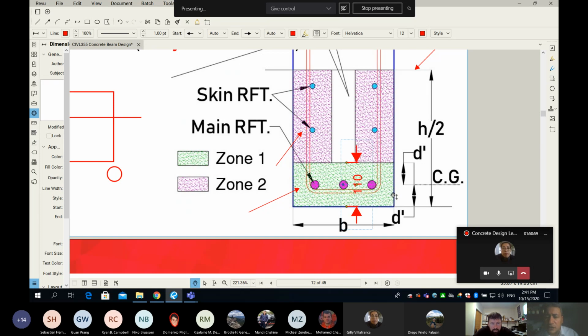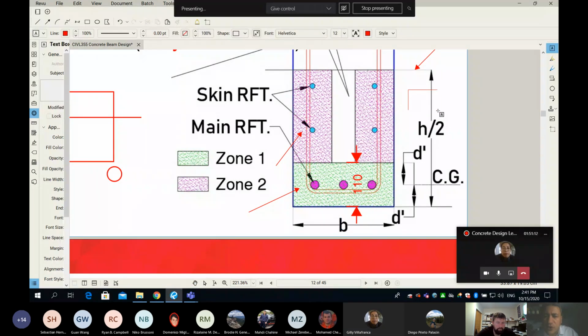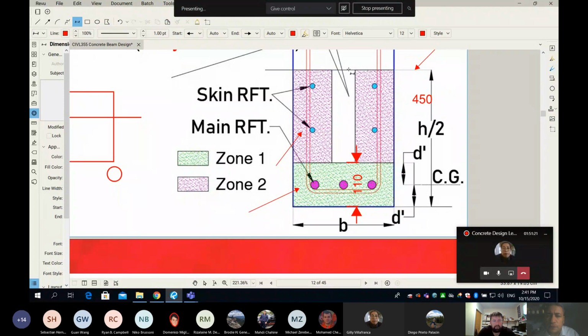If this is 110, and remember, how much is H over 2? Does anybody remember how much? H is 900. So if H is 900, H over 2 is 450. So this is 450. So let me ask you, if this is 110 and this is 450, can somebody tell me what is this dimension here from this point to this point? 340. That's very simple math. It is 450 minus 110, so this is 340. So here we go. Now we know one dimension of the magenta area.